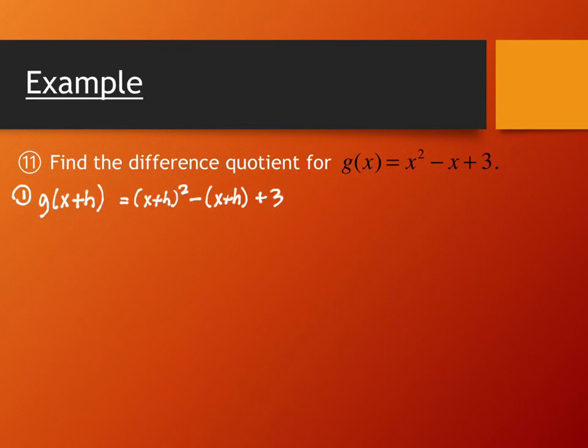Again, you cannot distribute squares. Squaring a binomial means multiplying it by itself. So it's x plus h times x plus h. At some point, so we might as well do it now, you're going to distribute the negative through the second piece. It's multiplication. That's why you get to distribute it. It's not an exponent. So negative x and negative h plus 3.